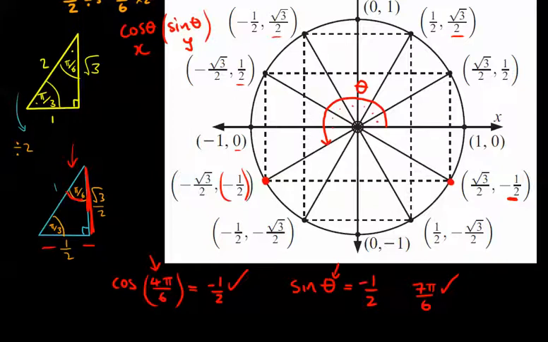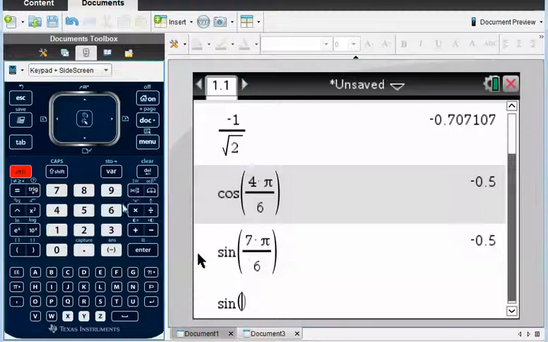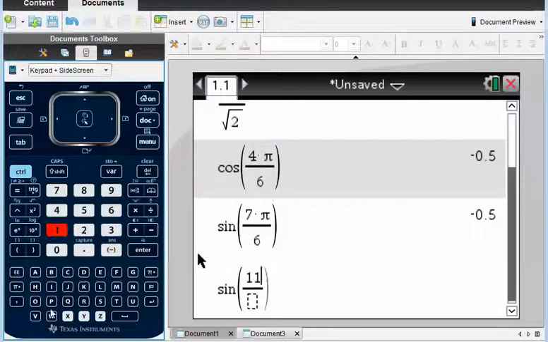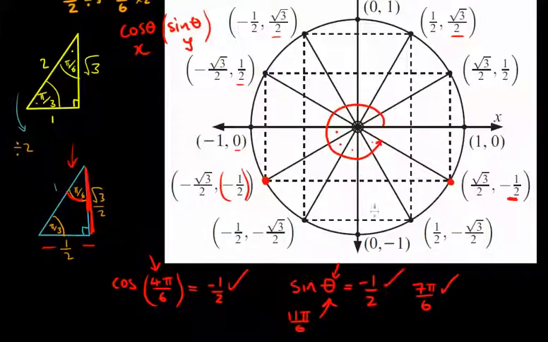And the other one is all the way around here. So up to here is 7, so it's 8, 9, 10, 11. 11 pi over 6. That's another answer that could be. If we check it out, let's just make sure it gives us the same thing. 11 pi over 6. Press enter, get minus a half as well. So there are your two potential answers for theta.